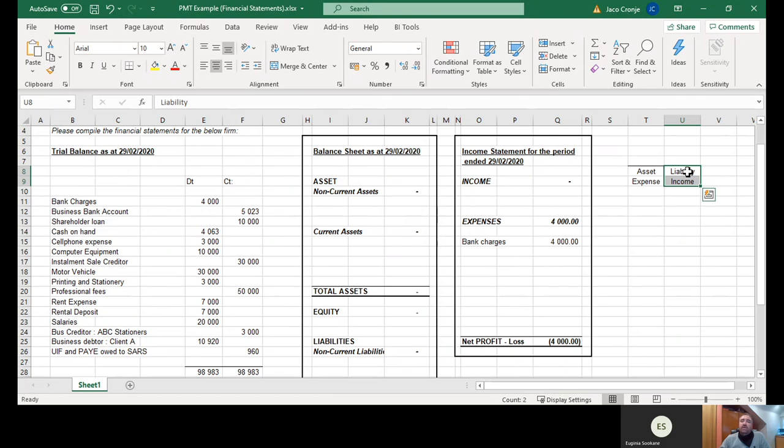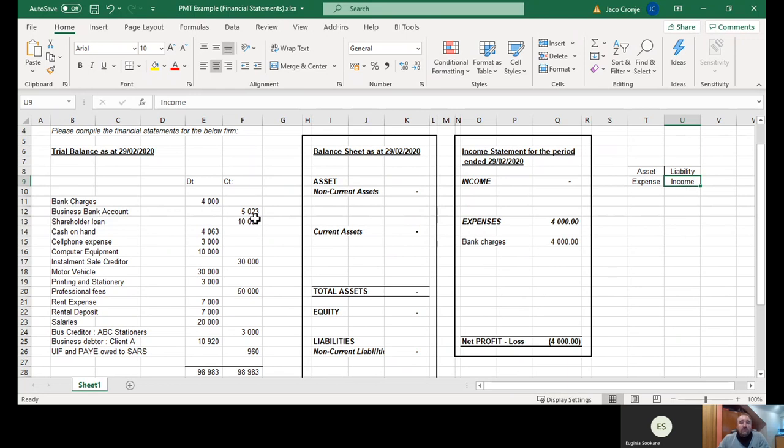Because remember, a bank account is always either an asset if it's on the debit side or a liability on the credit side. The reason why it's a liability is because if we close up shop today, me as the shareholder will have to put all of the monies that the business owes in the overdraft. I'll have to put that in. So that's why it's classified as a liability. The shareholder will in future have to put that money back into the business.